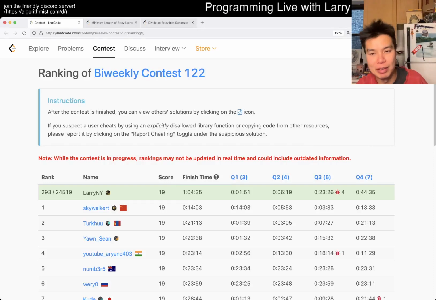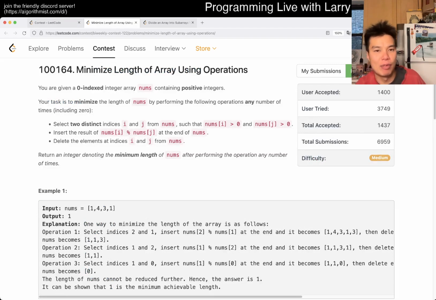This is me going Q3 of the bi-weekly contest 122. Minimize length of array using operations.